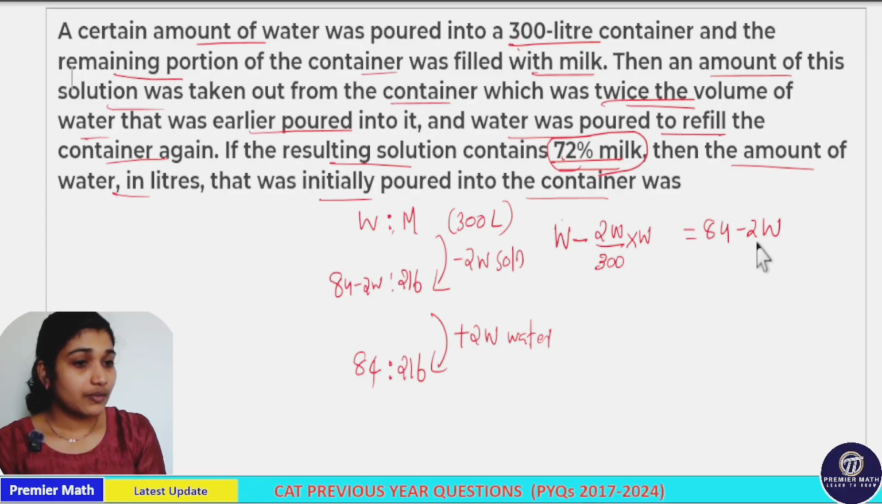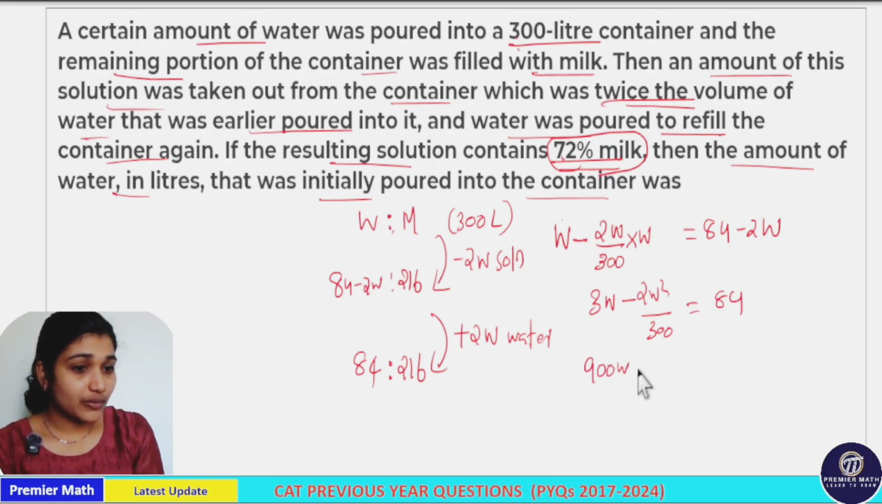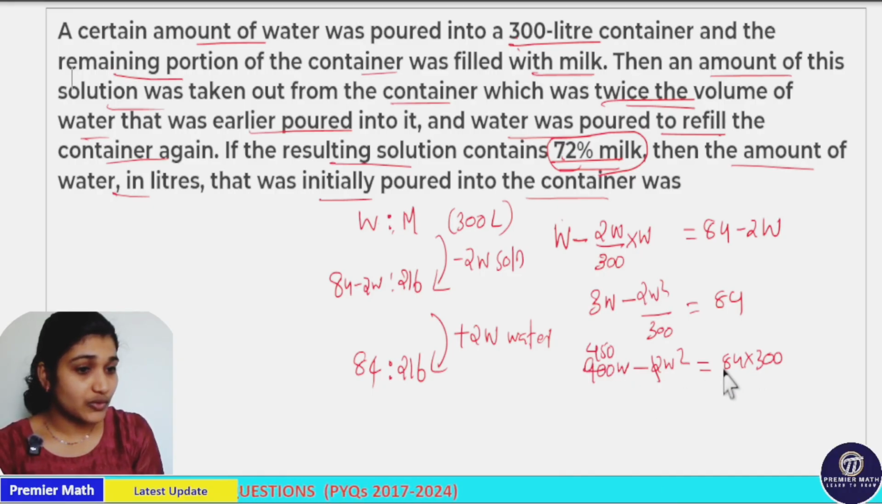Here, W minus 2W plus W is equal to 3W. So 3W minus 2W square divided by 300 is equal to 84. Here 300 into 3W is equal to 900W. 900W minus 2W square divided by 300 is equal to 84, means multiply this 84 with 300 here. Now if you cancel with 2, this will become 450W, this minus W square, this is 42 into 300.